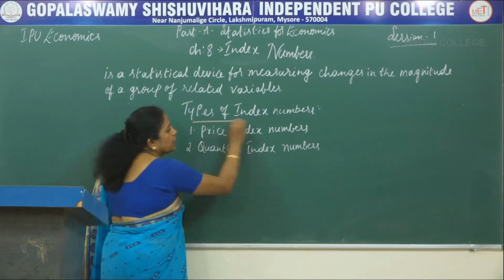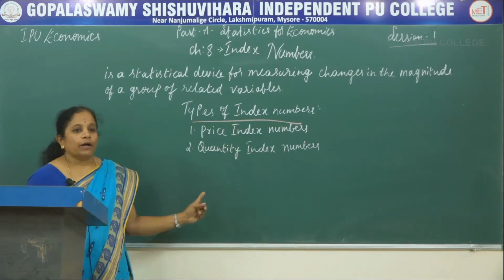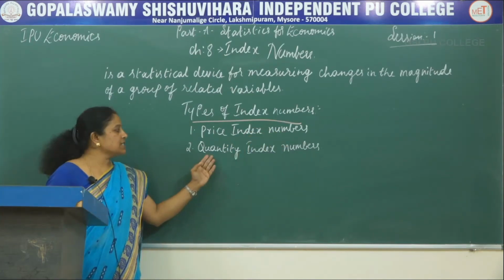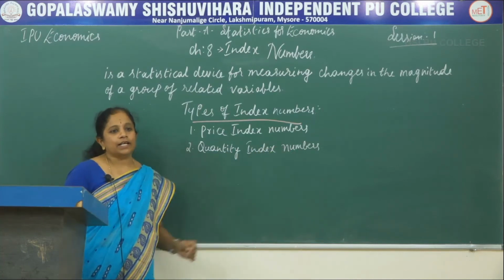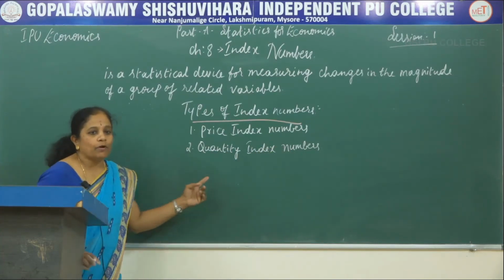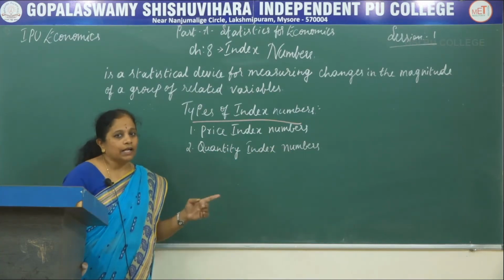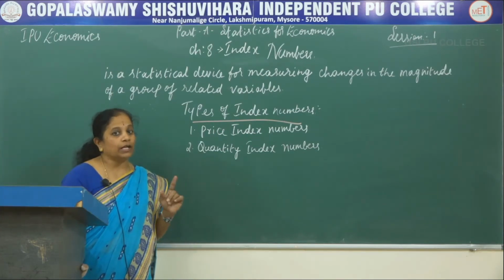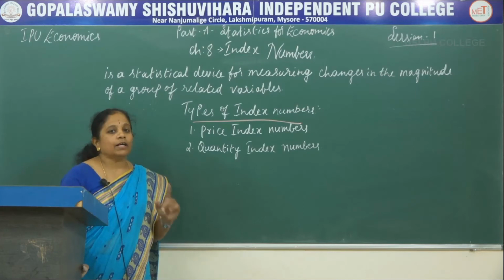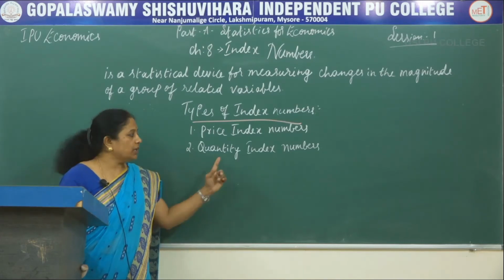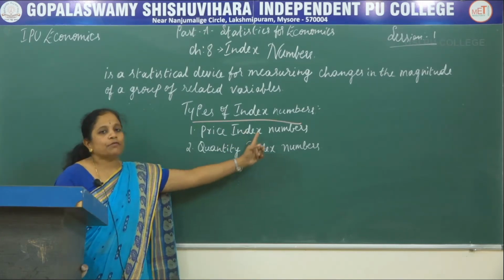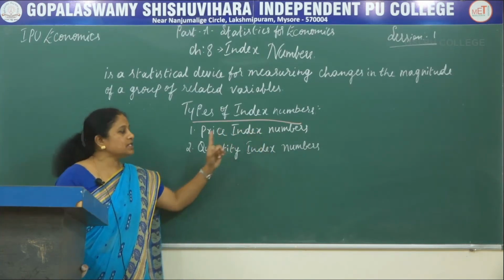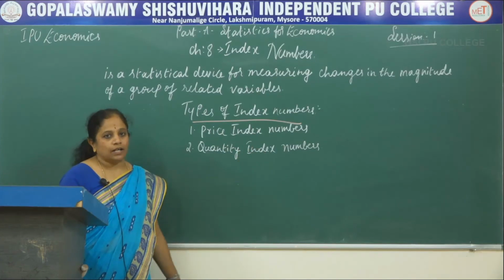Now let's see about the types of index numbers. So there are importantly two types of index numbers. The first one is price index number, and the second one is quantity index number. There is one more type of index number, but it is rarely used, that is the value based index number. So here in that we consider the quality. But here the major two types of index numbers are these only, and they are the price index numbers and the quantity index numbers.